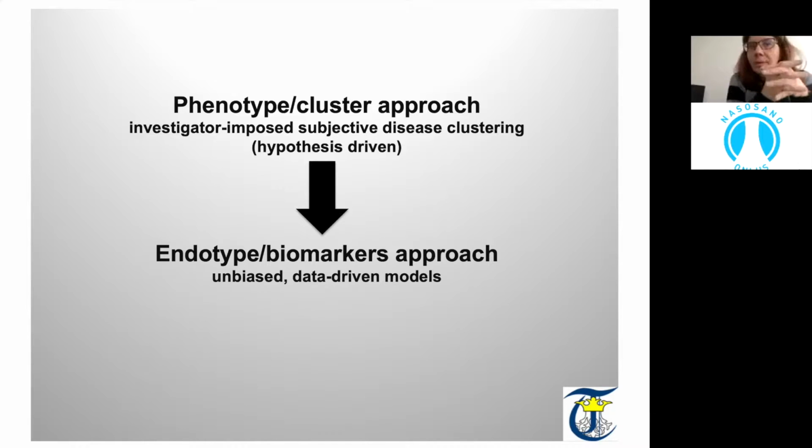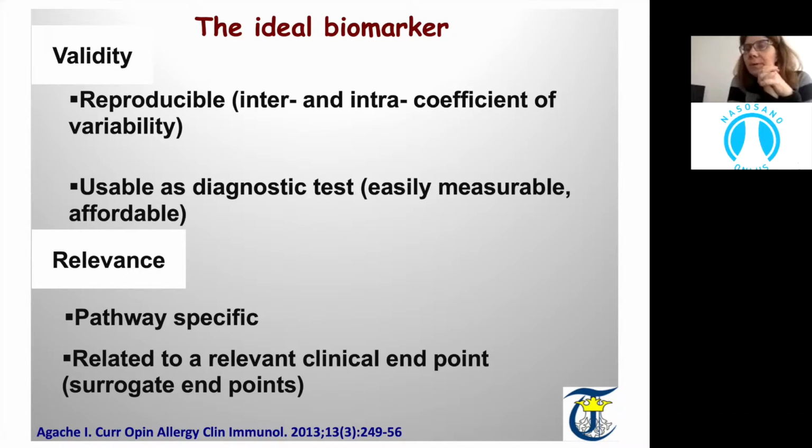When we are talking about a biomarker, we have to look at two properties. One is obvious, which is validity, but we usually forget about the second one, which is relevance. Validity means that the biomarker is reproducible and usable as a diagnostic test, so it should be easily measurable and affordable. But the biomarker has to be relevant as well. Relevance means that it is specific to the mechanism, so it's specific to the pathway. And it's also related to the clinical endpoint, which we call a surrogate endpoint. For example, asthma exacerbation or lung function decline.